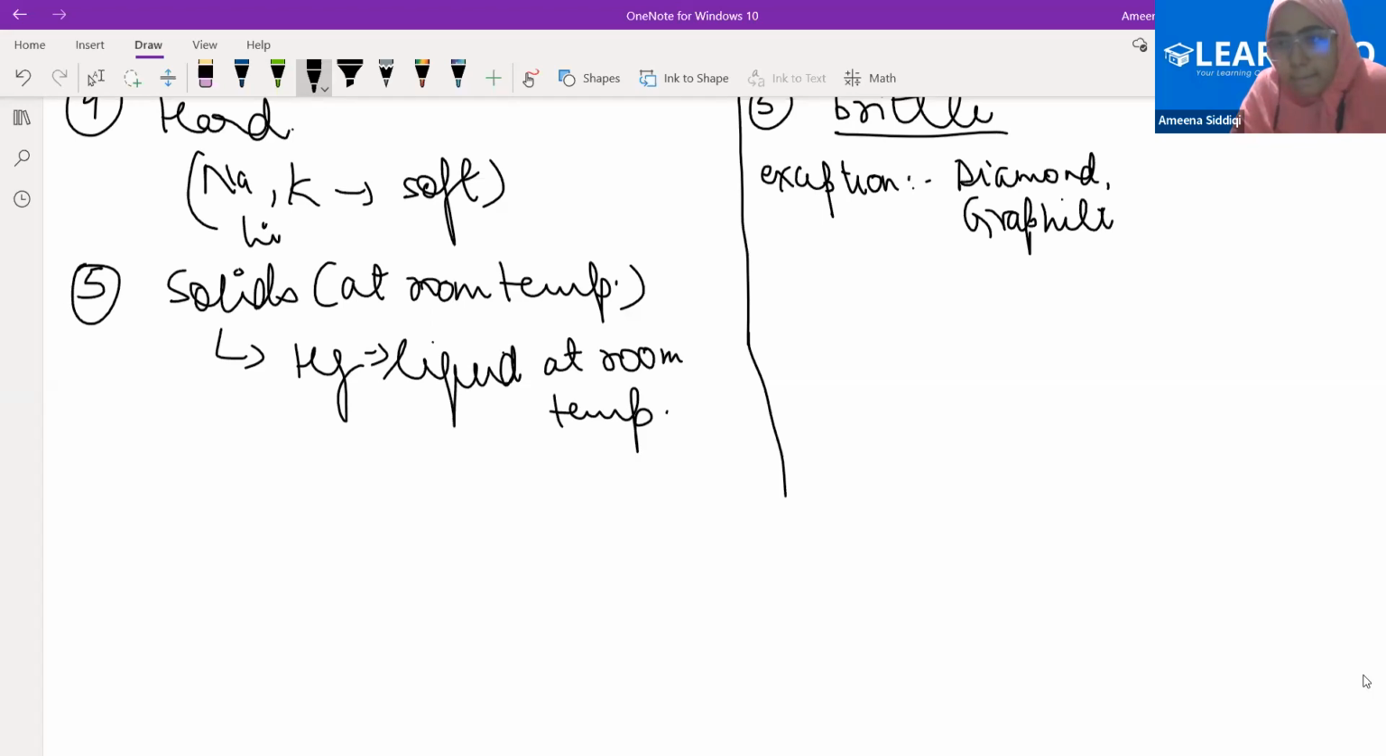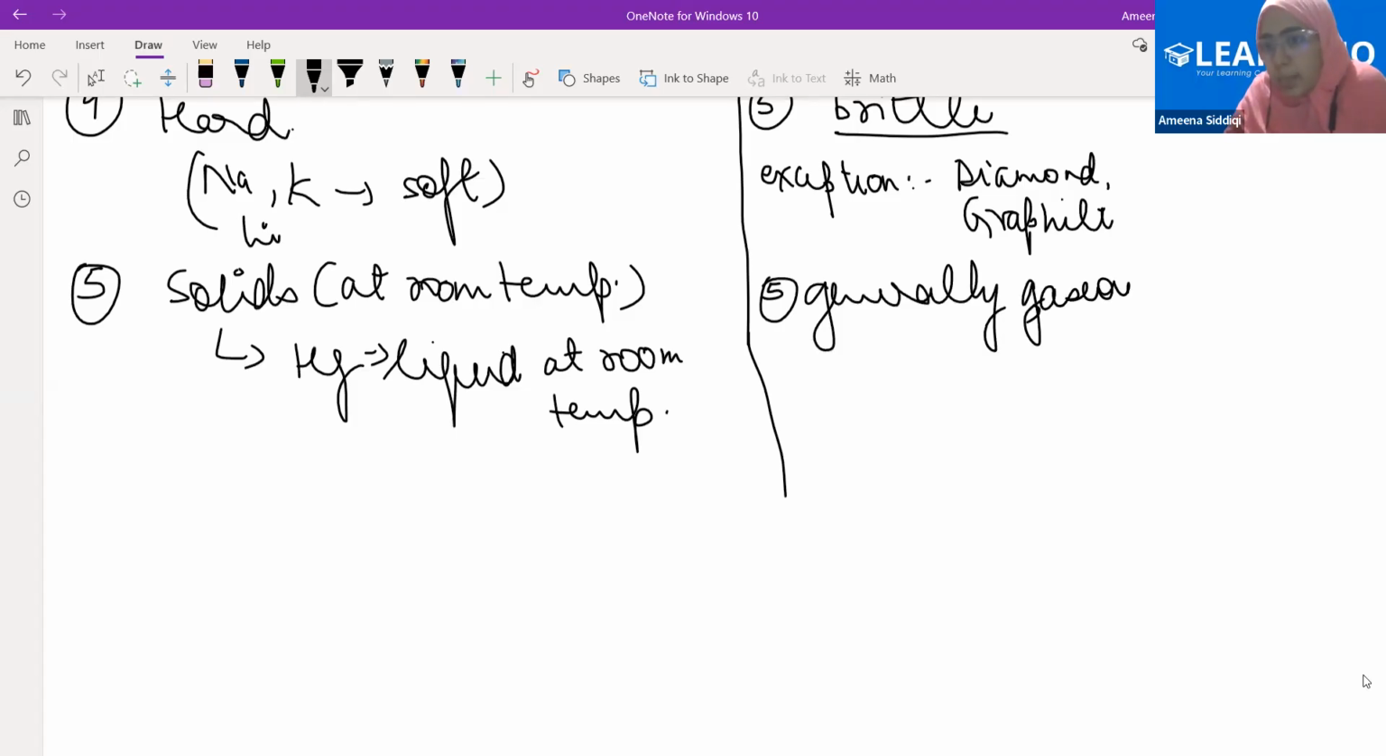In case of non-metals, beta, they are not solid at room temperature. Generally, they are gaseous. Example: oxygen, nitrogen, chlorine. Generally gaseous. And only one non-metal is liquid, that is bromine. Bromine is liquid at room temperature.